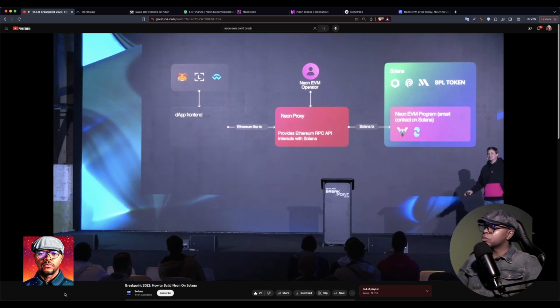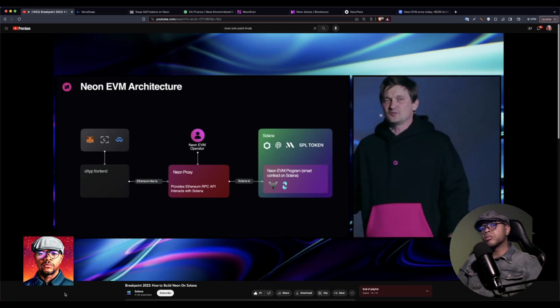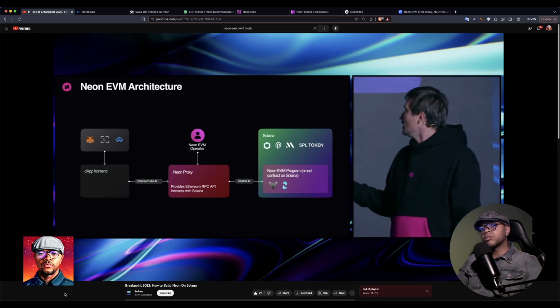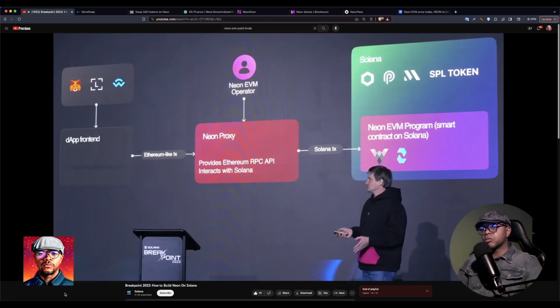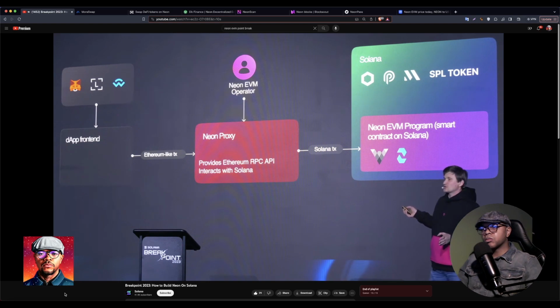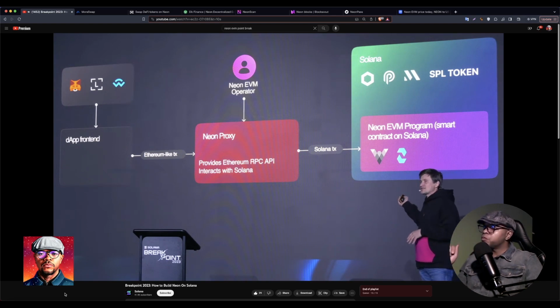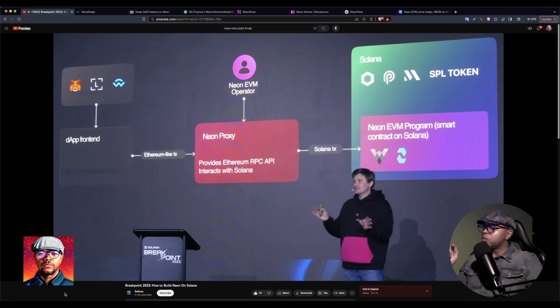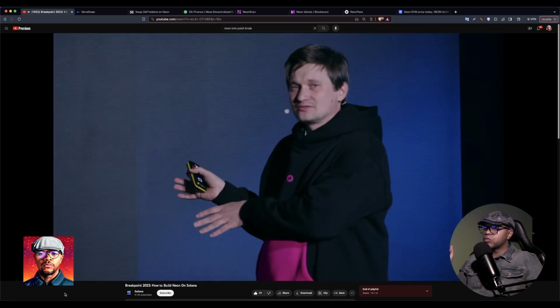On this picture you can see the architecture of Neon EVM, and Neon EVM has two components. The first component is Neon Proxy. It's a special Ethereum-like RPC endpoint for Ethereum clients, and you can connect any Ethereum-like client to it. It can be any wallet, any application, web UI, and so on. And Neon Proxy will pack the transaction which you send to it and send it for on-chain execution on Solana. On Solana we have the Neon EVM program. It's a smart contract, and it will process your transaction.